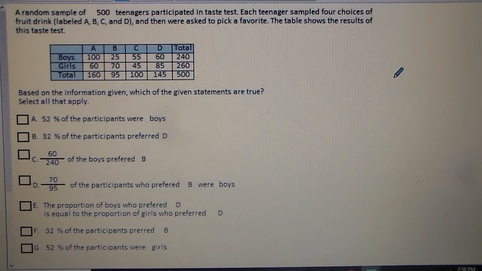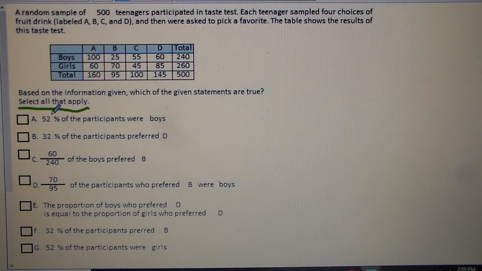So looking at this problem here, a random sample of 500 teenagers participated in a taste test. Each teenager sampled 4 choices of fruit drink, A, B, C, D. And then we're asked to pick a favorite. The table shows the results of the taste test, as we see here. Based on the information given, which of the given statements are true? We have to select all that apply.